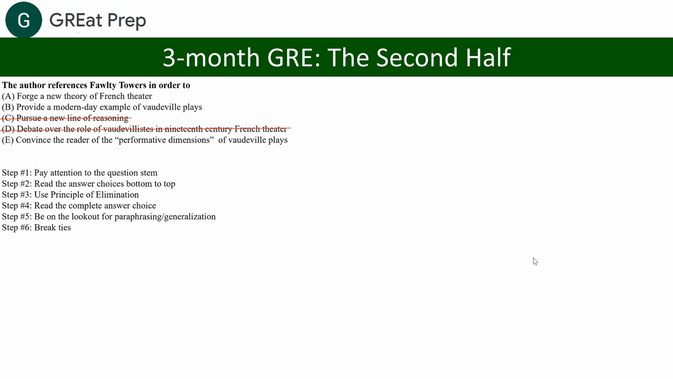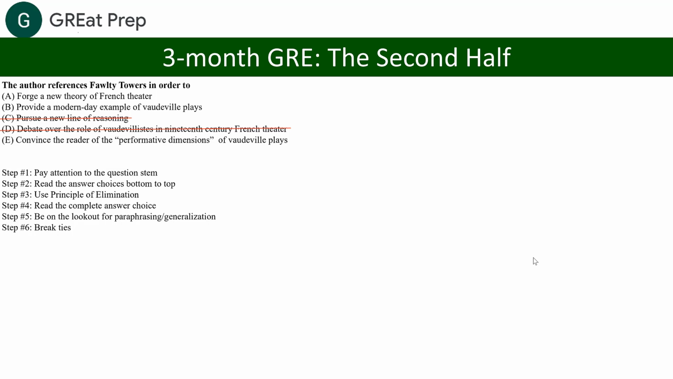And alternative A, forge a new theory of French theatre. There's definitely no forging of any new theory in the last sentence. It's no new line of reasoning. This is definitely all about the vaudeville theatre. There is no new theory about the vaudevilles. It's only facts. It's a very factual, historic description of the vaudeville school of theatre. So A does not make sense.